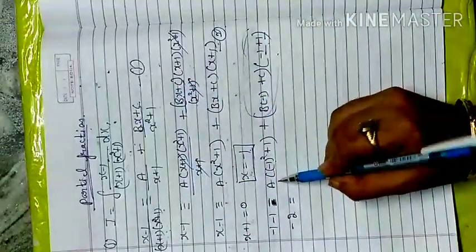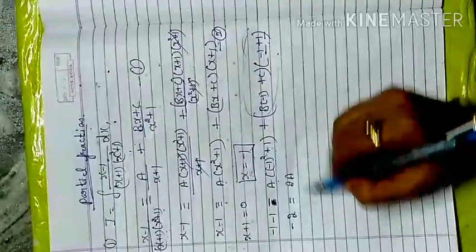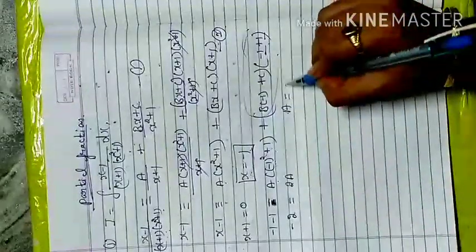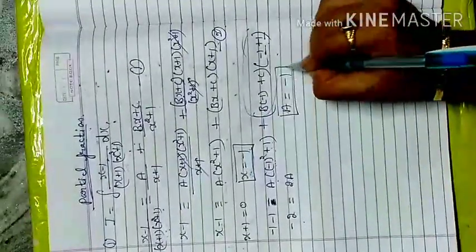So here is a(minus 1 square plus 1). So this is 1 plus 1, so that becomes 2a. Then my required value is minus 1. When 2 goes to the other side, that will be minus 1. So this is my a value.